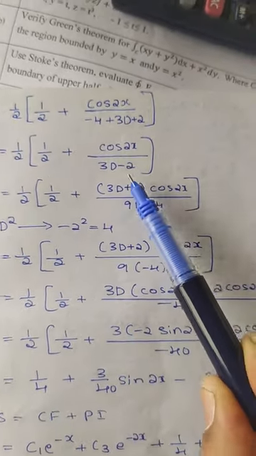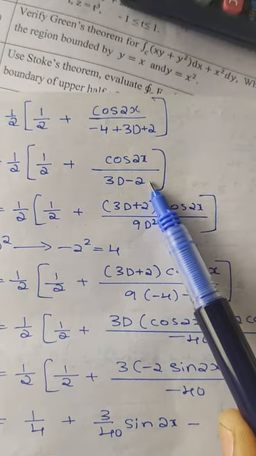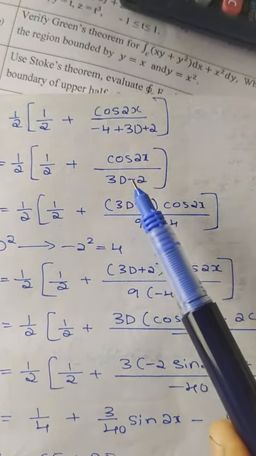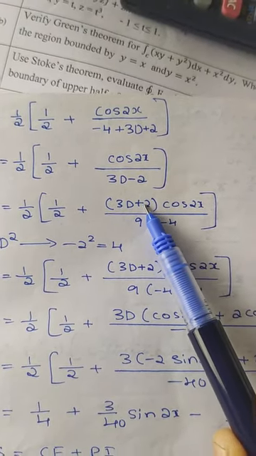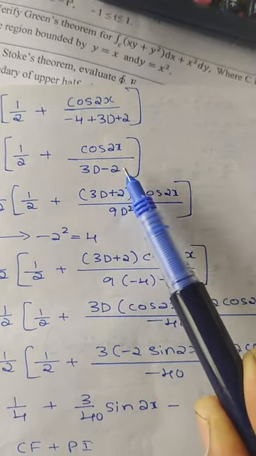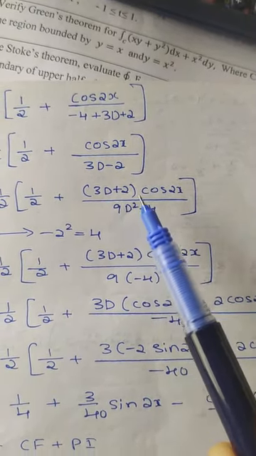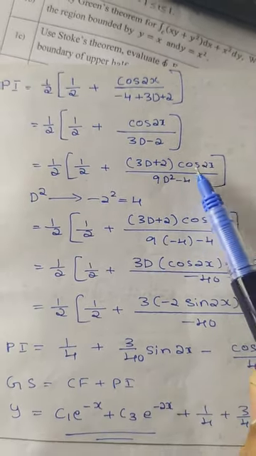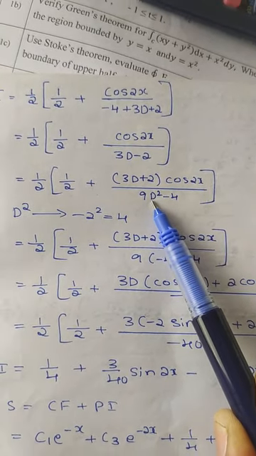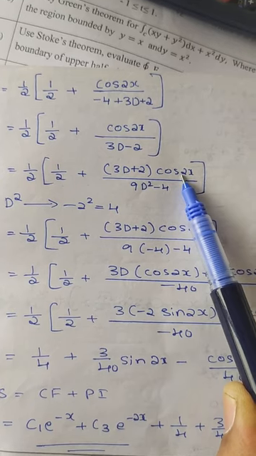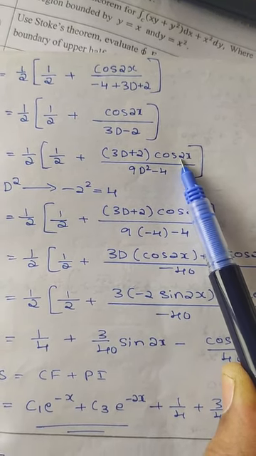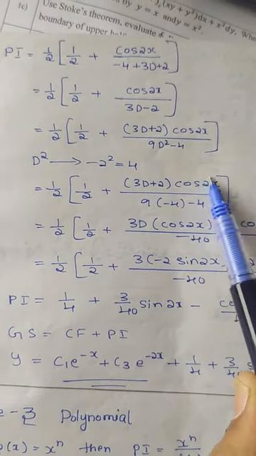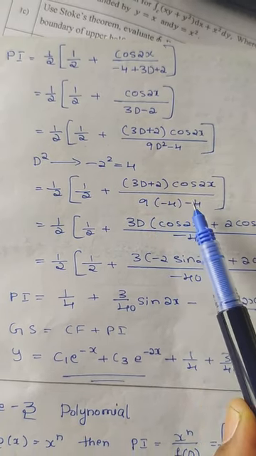Now 3d minus 2, it is d plus a or d minus a form. Multiply and divide by what? Conjugate of the denominator. What is the conjugate of 3d minus 2? 3d plus 2. If you multiply 3d minus 2 with 3d plus 2, we get a plus b into a minus b, a square minus b square, 9d square minus 2 square, 9d square minus 4. Again use the same procedure, replace d square by minus a square. What is a? 2. Minus into 2 square minus 4. See, 1 by 2, 1 by 2, 3d plus 2 cos 2x, 9 into minus 4 minus 4.